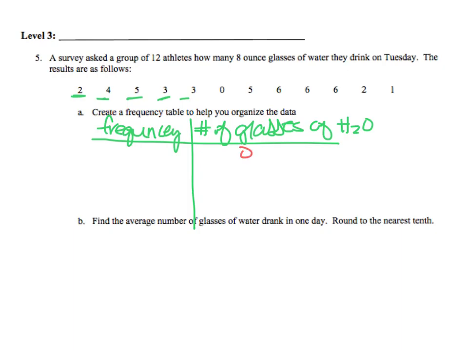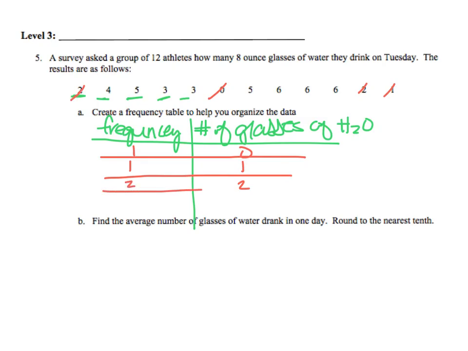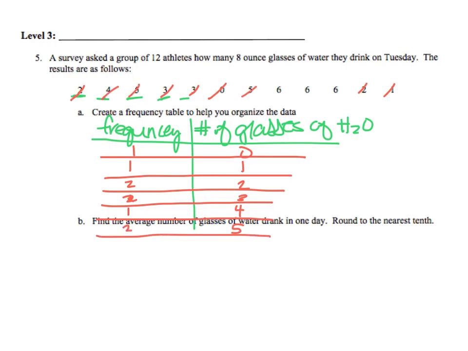Well, the answer of 0 occurred 1 time. The answer of 1 occurred 1 time. The answer of 2 occurred twice. The answer of 3 occurred 2 times. The answer of 4 occurred once. The answer of 5 occurred 2 times. And the answer of 6 occurred 3 times.